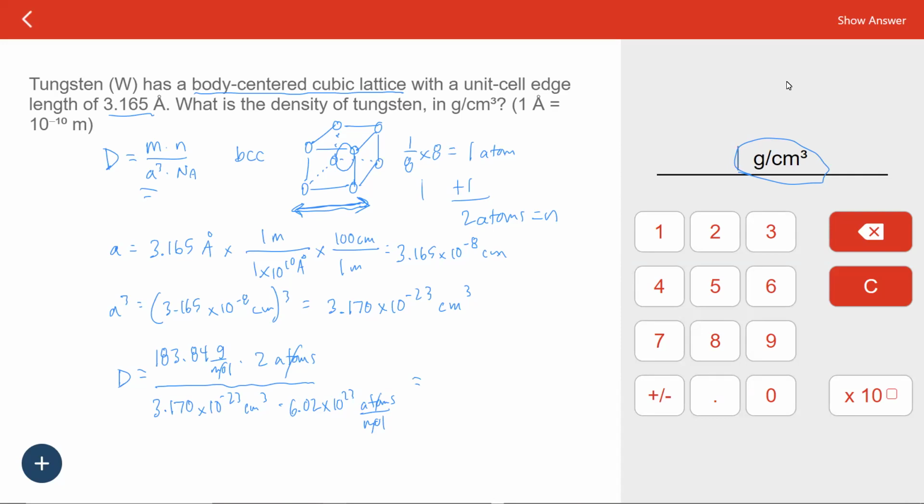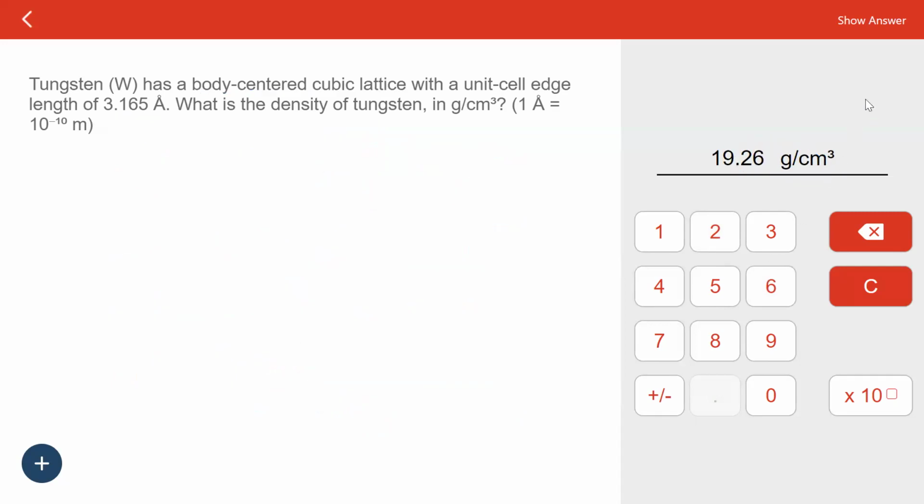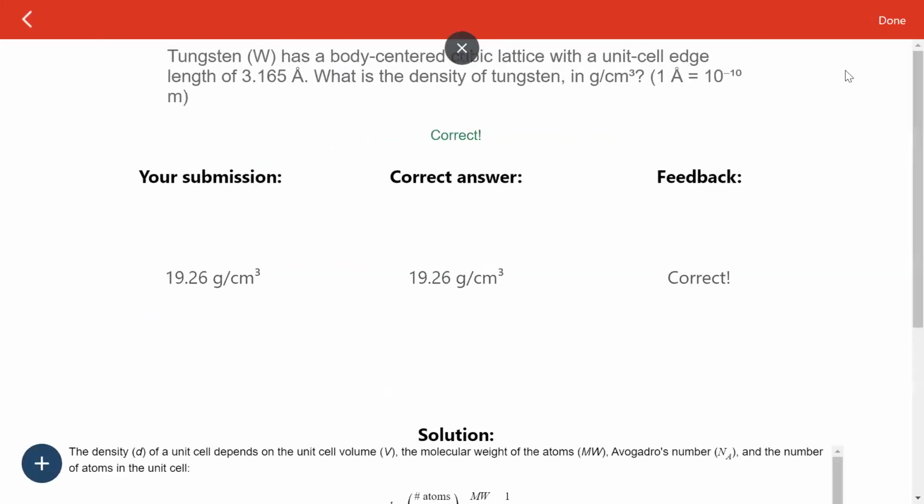Now we plug this in, make sure to use order of operations or parentheses if you need in your calculator. You should get 19.26 grams per centimeter cubed. Okay, so let's try plugging that in. And there we go.